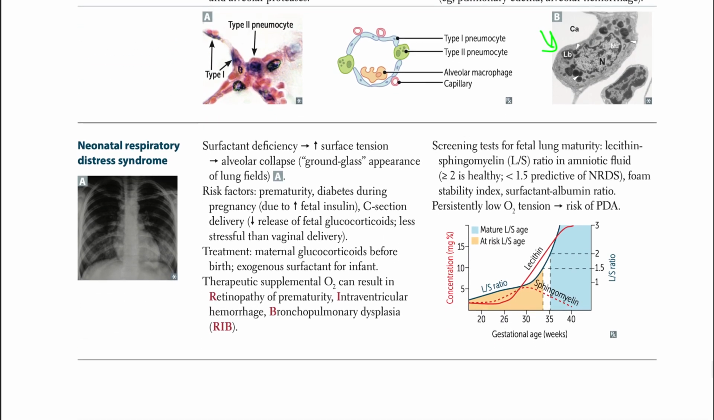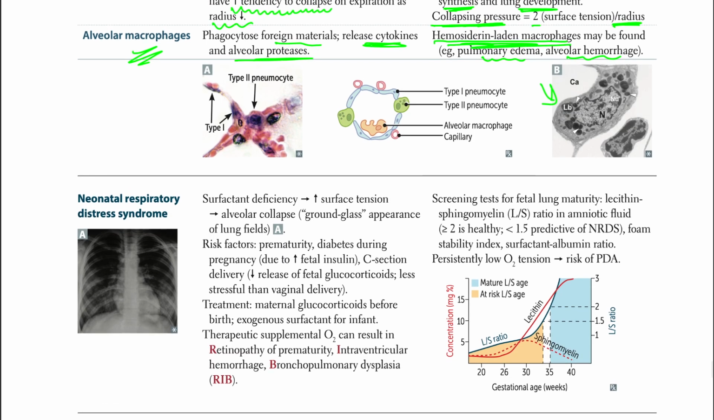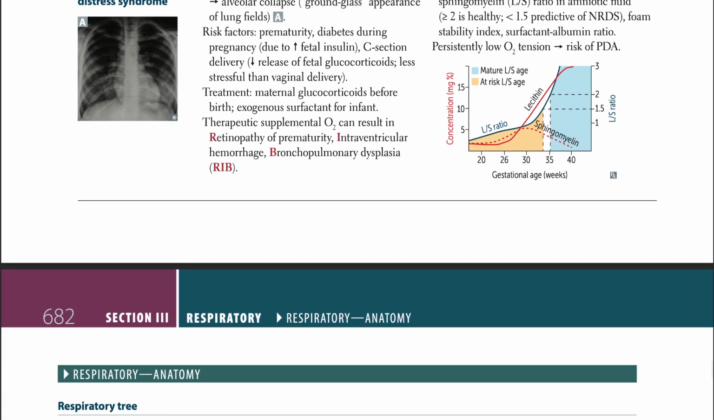Then the last one we have here is alveolar macrophages. They phagocytose the foreign material, release cytokines and alveolar proteases. High yield is this thing, hemosiderin-laden macrophages, which are found in pulmonary edema and alveolar hemorrhage. If you look at this picture, you have type 1 pneumocytes, type 2 pneumocytes, and alveolar macrophages scattered in capillaries. And that's all for that topic.